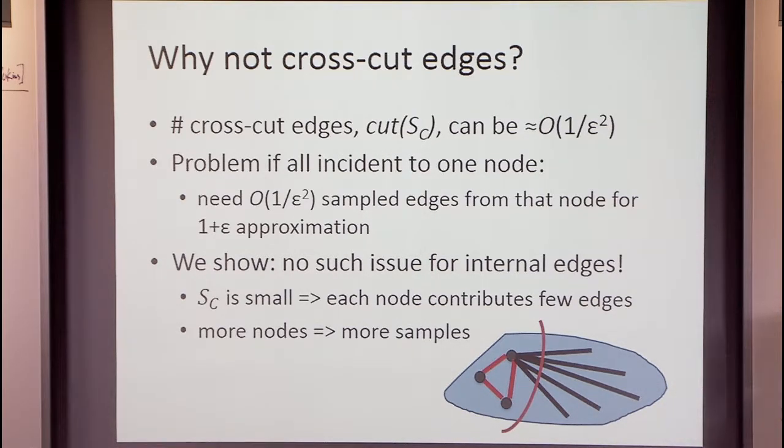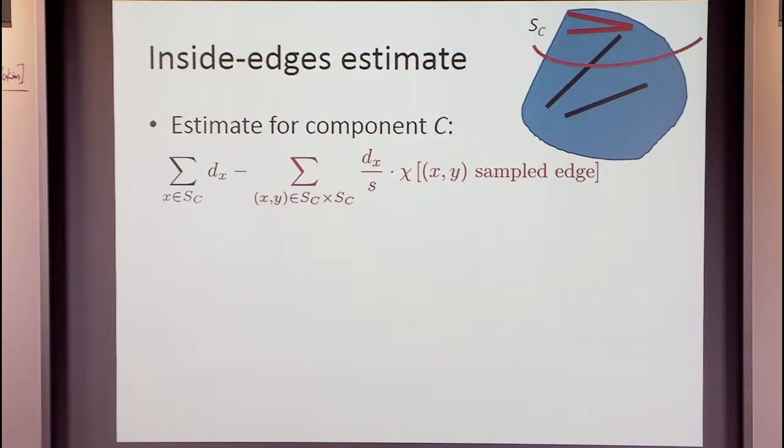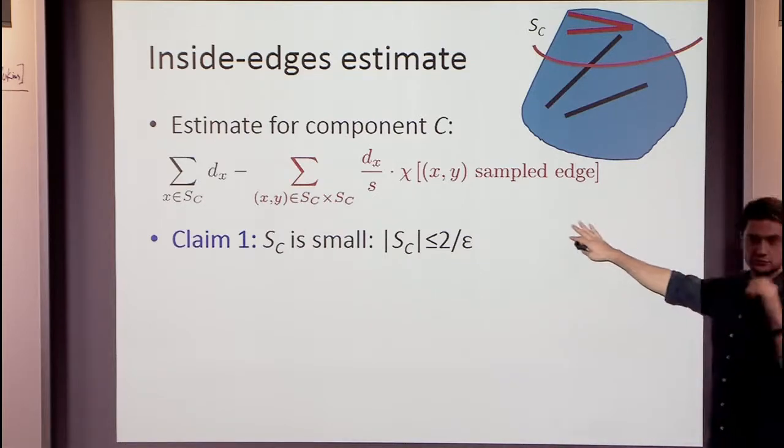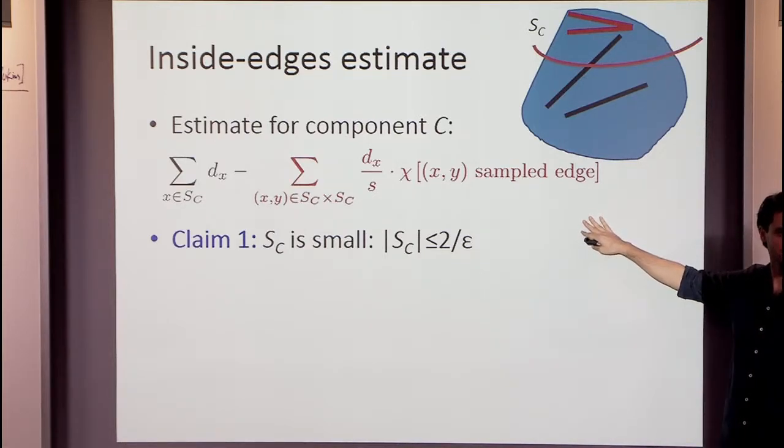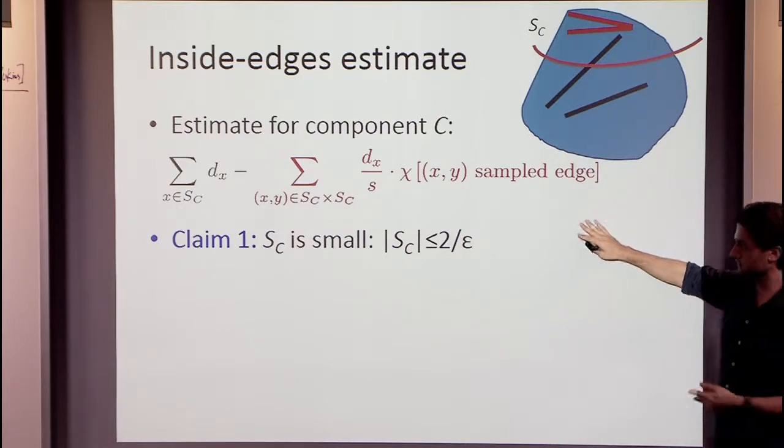But if you have many nodes, then you have many more samples, right? Each node comes with some edges and a budget of samples. So the more samples we take, the better the variance becomes. Okay, so let me show at least part number one, that this set is small. In some sense, somewhere we need to use that we use sparse cuts, not just for the size, but also for the estimator, right? And this is where it comes in.